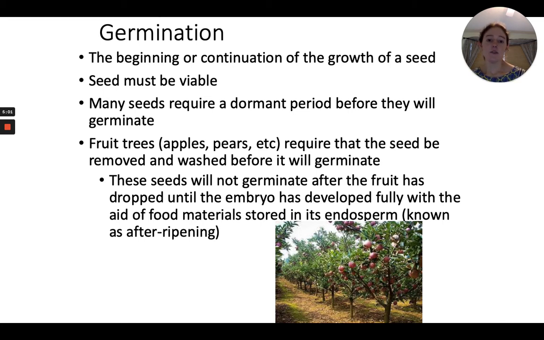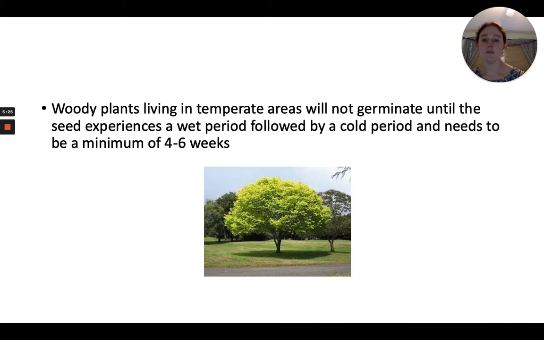These seeds will not germinate after the fruit has dropped until the embryo has fully developed with the aid of food materials stored in its endosperm. So this is known as the after ripening stage. So this is whenever you wouldn't eat the fruit, you'd probably think it's pretty disgusting, but as far as seeds go, they think this is actually good. That's where they want their fruit to get. Woody plants living in temperate areas will not germinate until the seed experiences a wet period followed by a cold period, and it needs to be a minimum of 4 to 6 weeks.